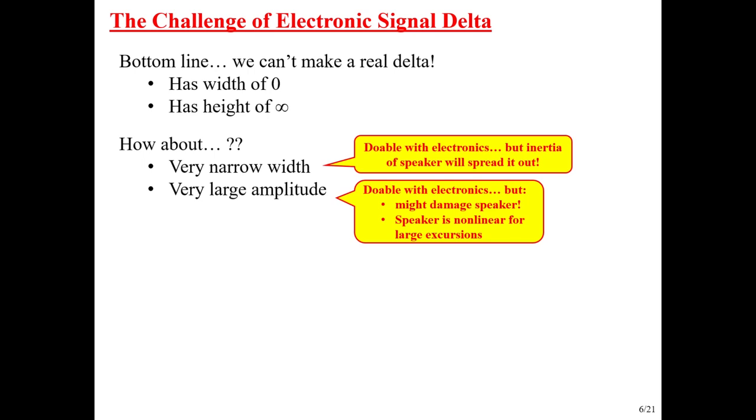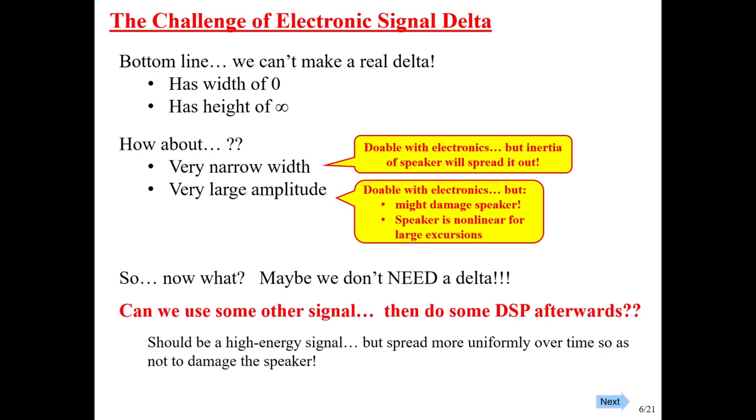It might damage the speaker, and the farther you ask a speaker to go along its excursion, the more nonlinear it's going to be. And also, just forget about doing it for a room. Are you going to put a 500 volt little pulse into your beloved audio amplifier? I don't think so. So maybe we don't need a delta. If we're clever, we can use some other signal and then use our cleverness in developing some DSP processing that we do afterwards.